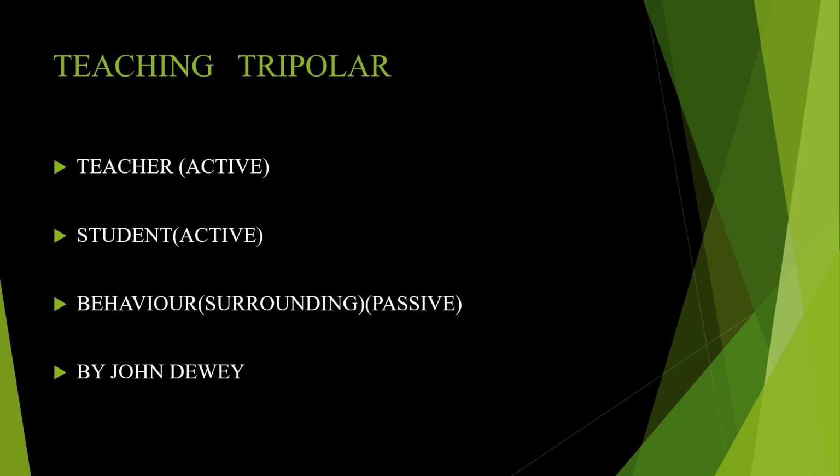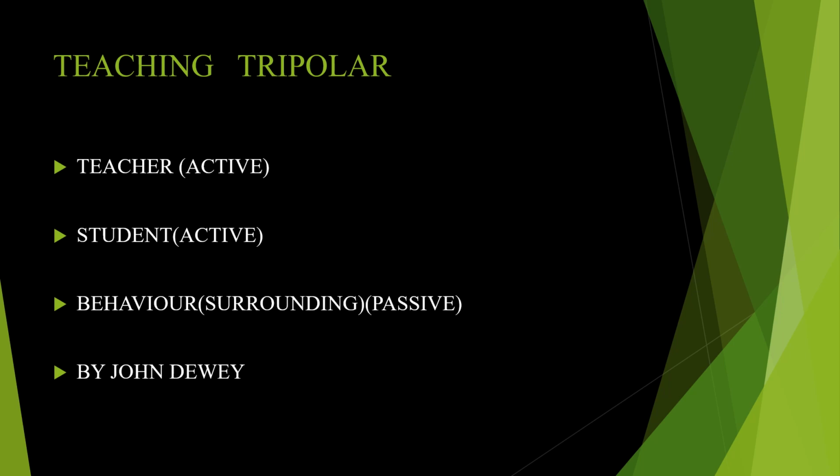So we have now studied two points. One is teaching aptitude. Teaching aptitude is nothing but to change the behavior of the student, to impart the knowledge, and the third thing is the communication. Aptitude means the innate ability. Then we talked about the tripolar process, that the teacher is active, the student is active, and the behavior, the surrounding, is passive. It was put forward by John Dewey.